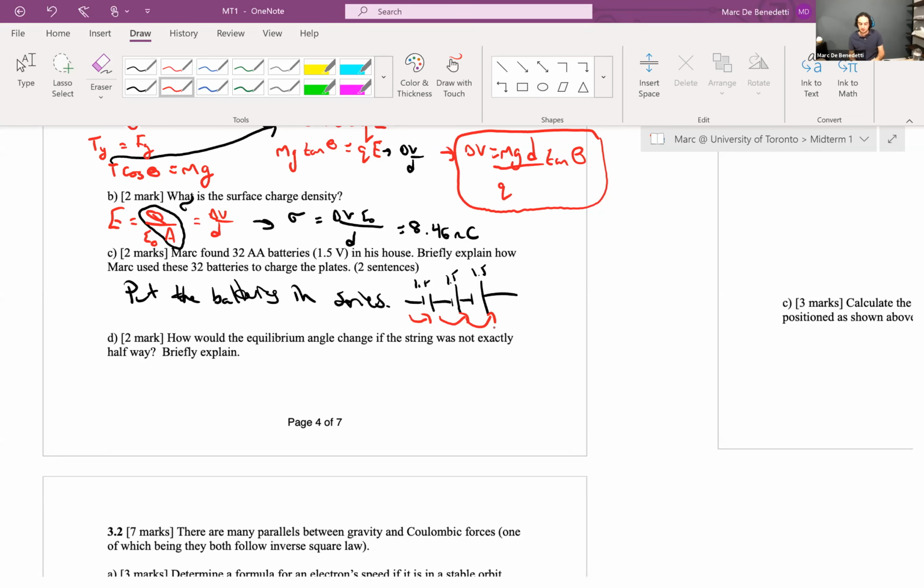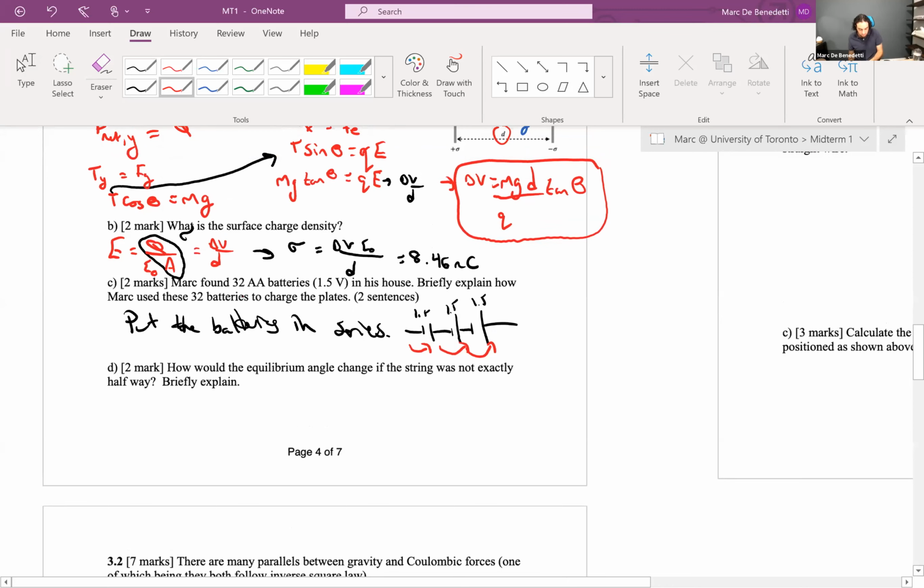And there was a bit of a hidden Easter egg there that 32 times 1.5 is 48, which is the answer to part A, it's 48 volts.